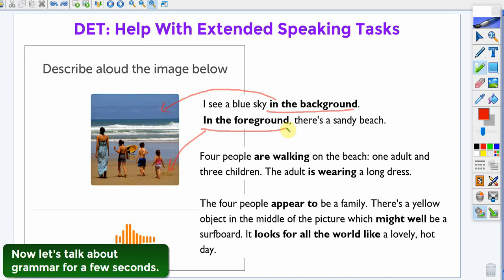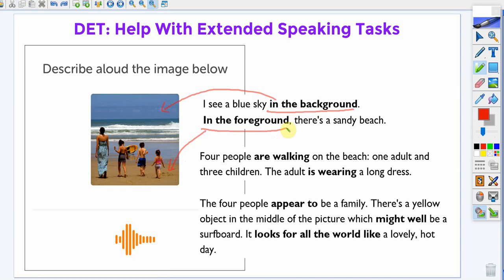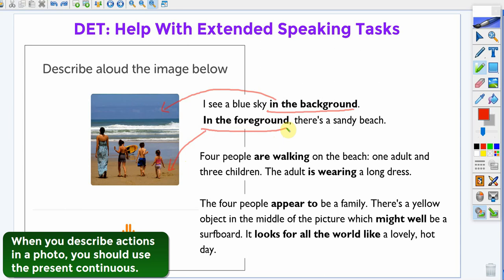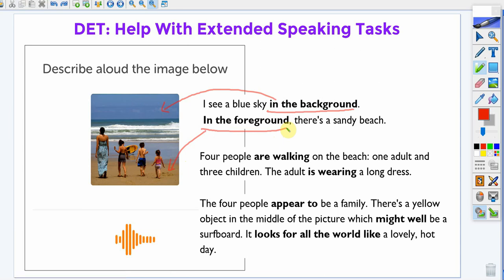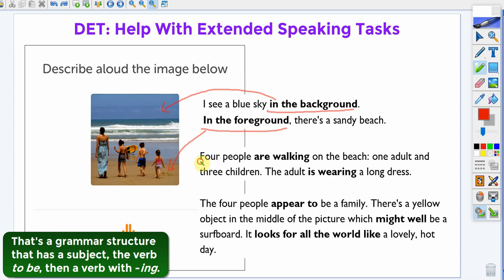Now let's talk about grammar for a few seconds. When you describe actions in a photo, you should use the present continuous. That's a grammar structure that has a subject, the verb to be, and then a verb with ing.